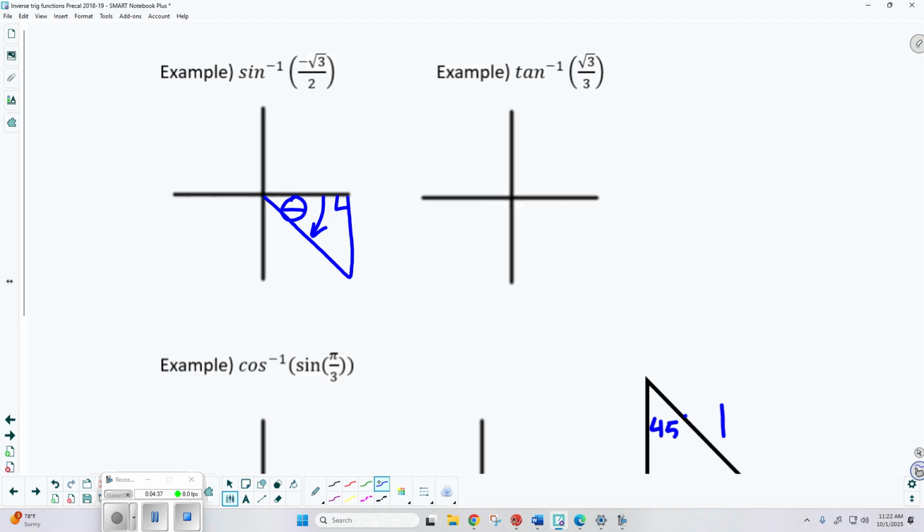Positive or negative? It's got to be negative. We rotated clockwise into this. So let's go back to my ratio. This is going to provide me some side lengths here. So we know that sine is always y over r.